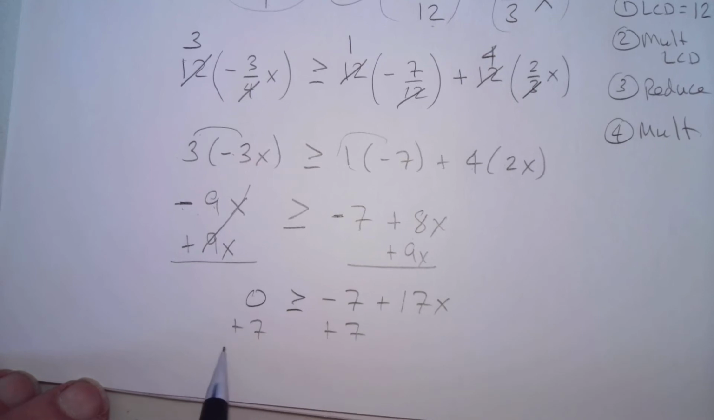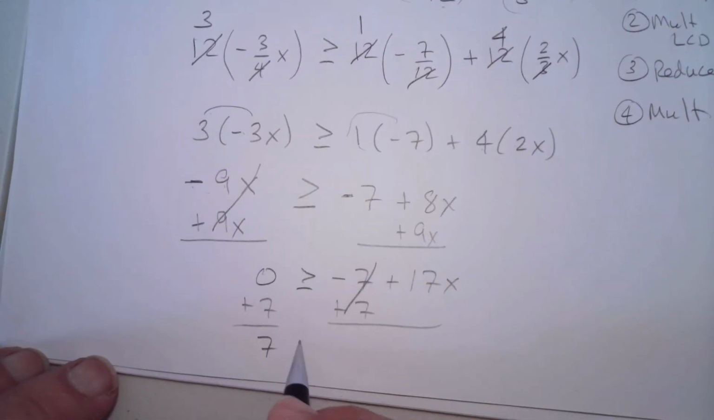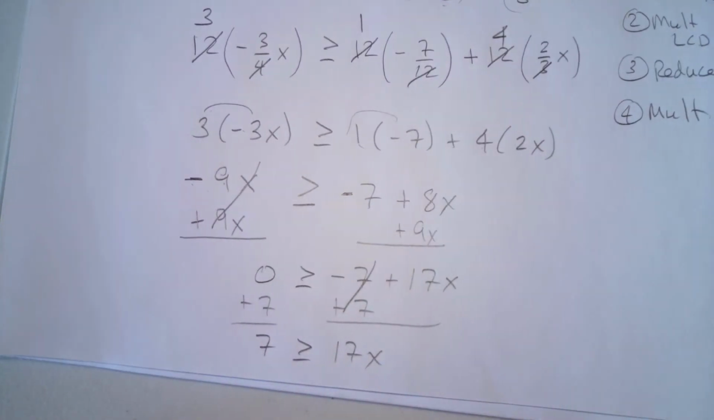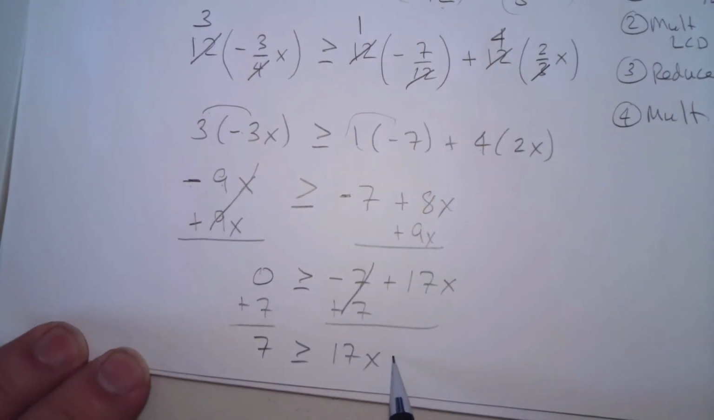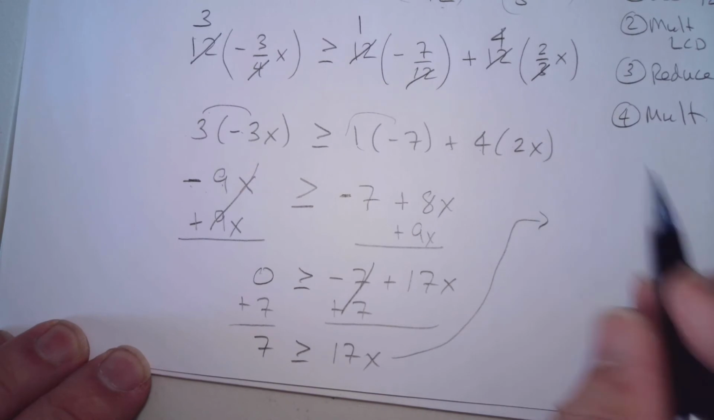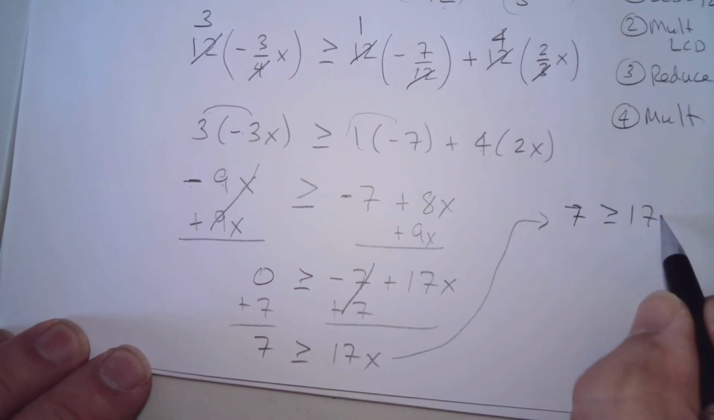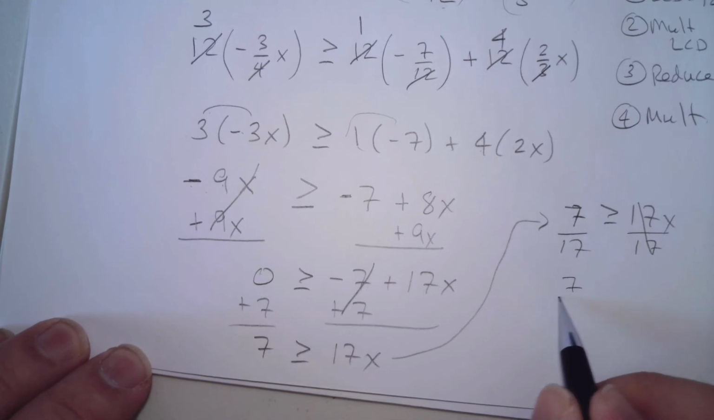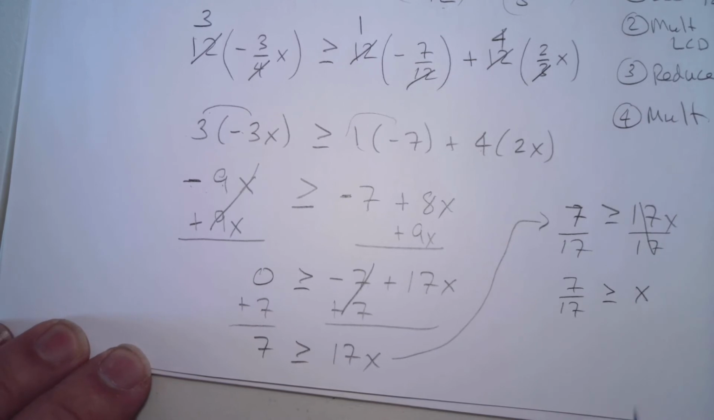Get rid of the 7, since I only want x's on this side. So 7 is greater than or equal to 17x. Now come over here. 7 is greater than or equal to 17x. Divide both sides by 17. 7 over 17 is greater than or equal to x.